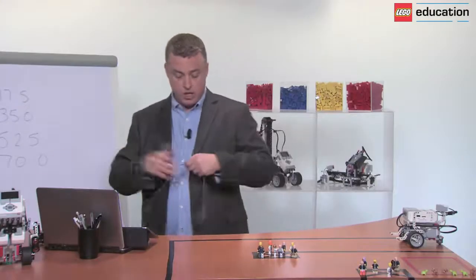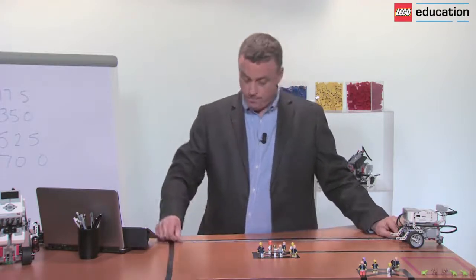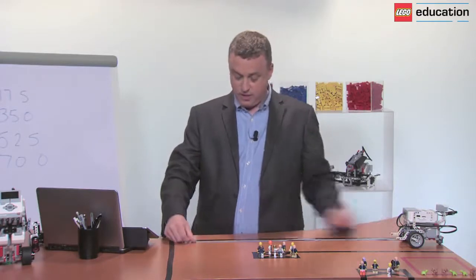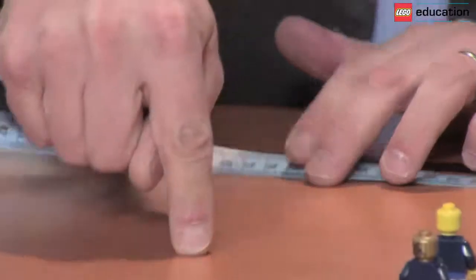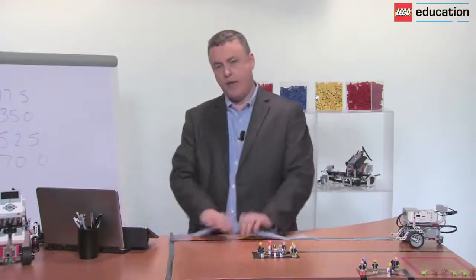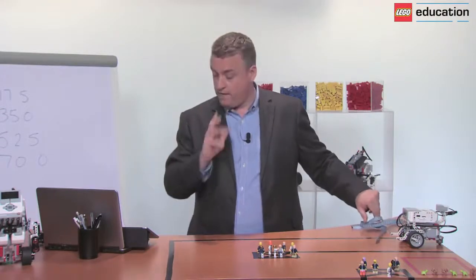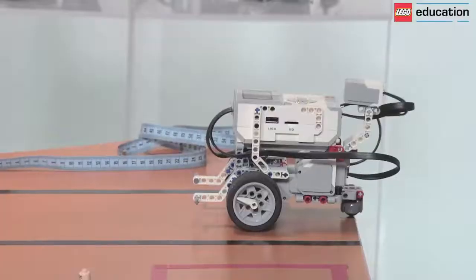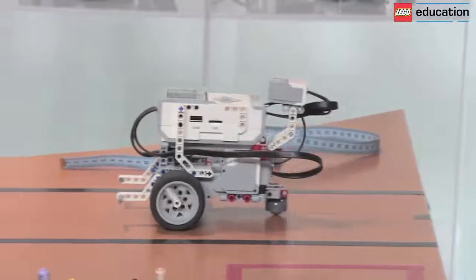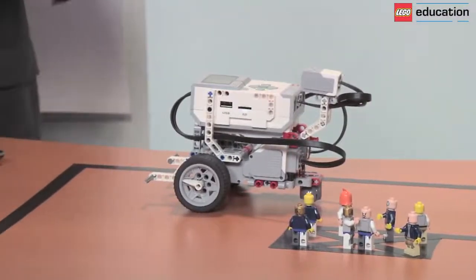So if I measure here from the centre of the wheel, making sure my tape measure is the right way round, and I measure down to here, that's 70, and that's a pretty good place to stop. So I know that my first block is going to be driving in a straight line for 4 rotations. So let's see what happens. Hit the play button. I'm pretty happy with that.